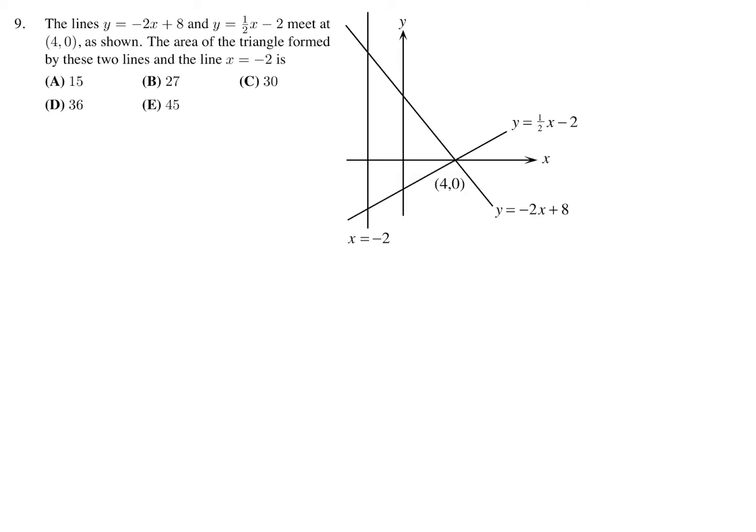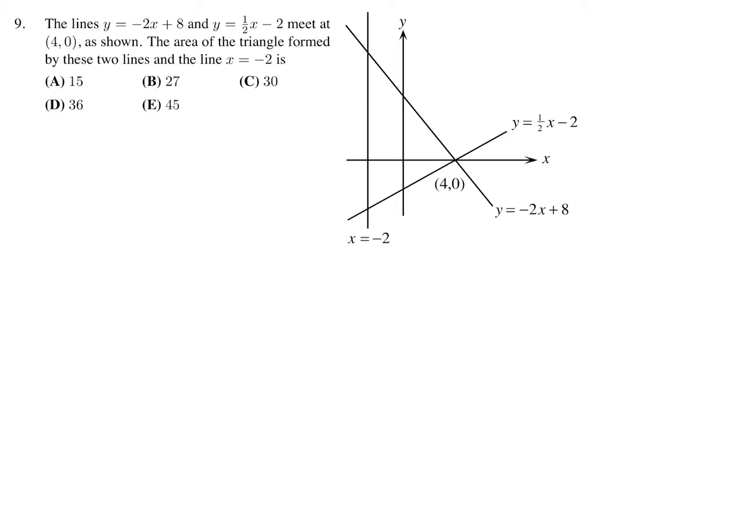The lines y equals negative 2x plus 8 and y equals x over 2 minus 2 meet at (4, 0), as shown. The area of the triangle formed by these 2 lines and the line x equals negative 2 is... So the area of that triangle is that triangle right there that I just drew in blue.